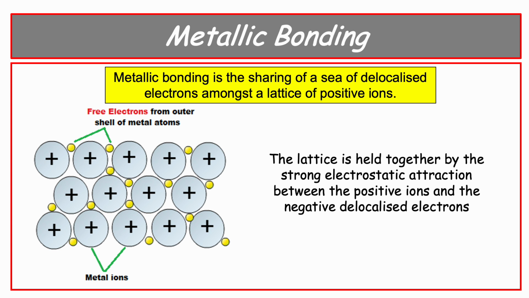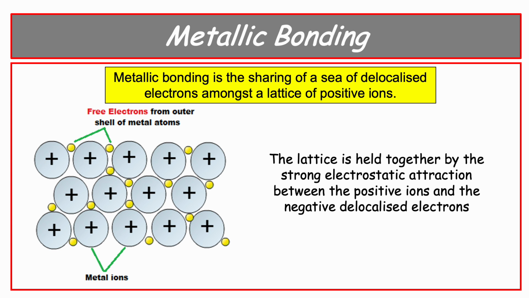We know electrons are negative. These metal ions are positive, and we also know opposites attract, and that gives rise to our electrostatic force of attraction between our positive ions and our negative electrons.